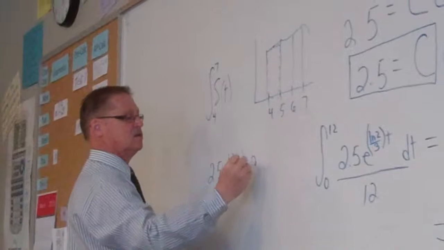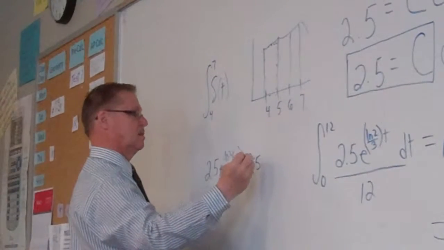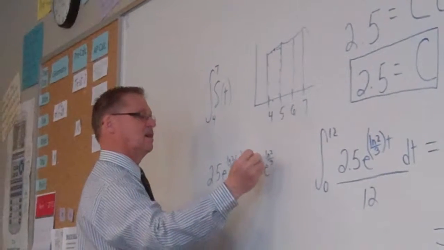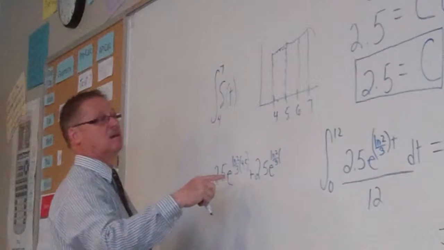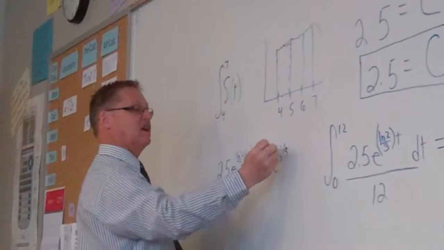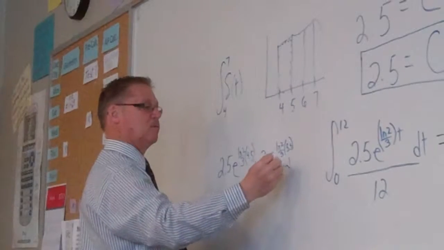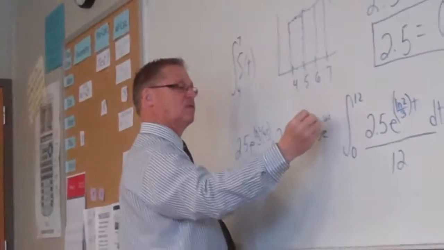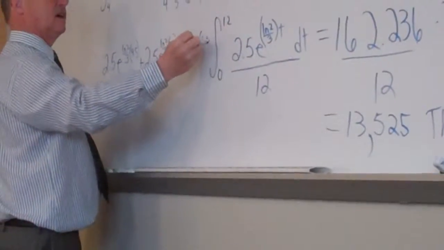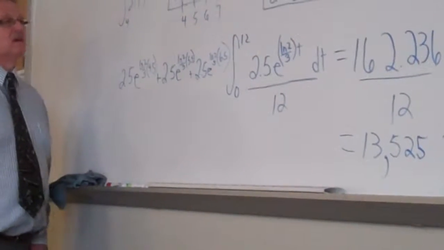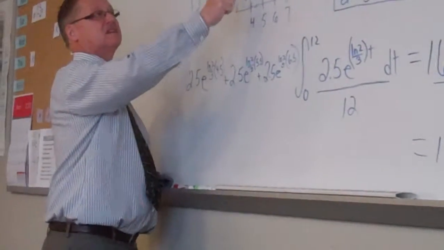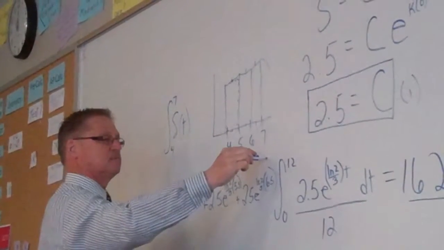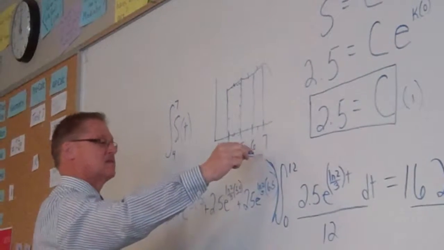Plus 2.5 e to the ln of 2 over 3 times 5.5, plus 2.5 e to the ln of 2 over 3 times 6.5. That's the midpoint rule? Yeah, that's the one that finds the heights at midpoints of each rectangle. So MRAM is midpoint rule. Yes. So that's your answer.